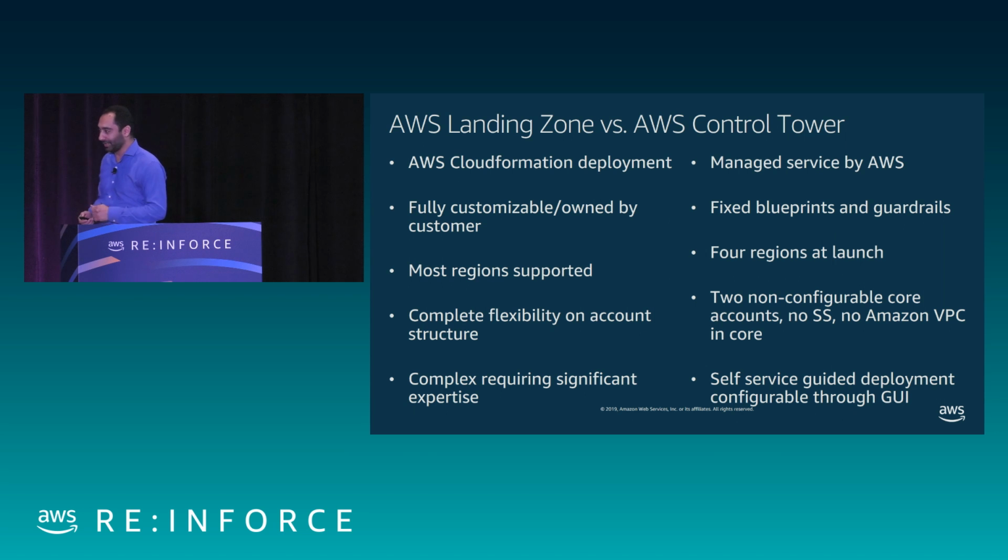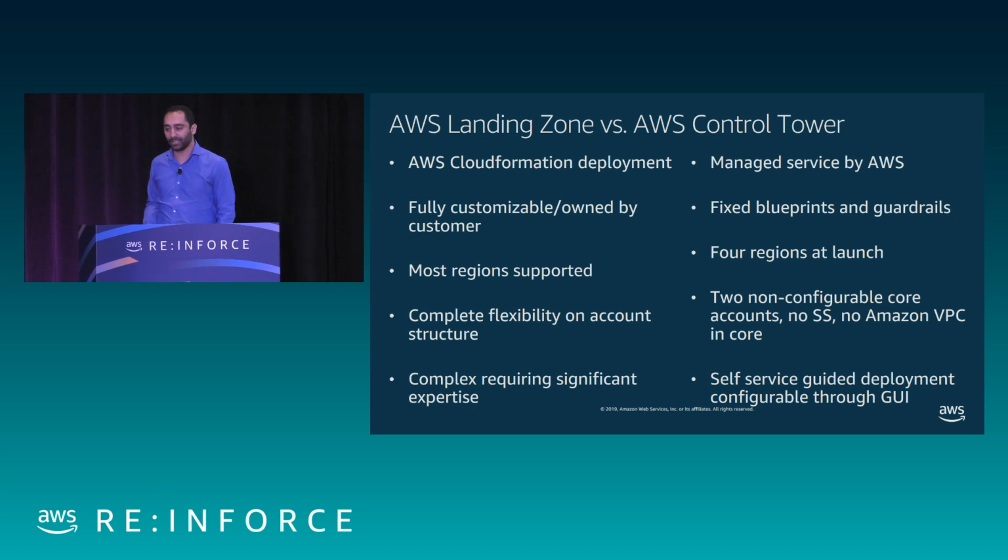So I tried to put together a list of things to start thinking about. Some of the pros, some of the cons, what they look like. So Landing Zone, it's a CloudFormation deployment. I deploy it, there's about 15 services or so, and it takes care of it. There's a code pipeline. If I need to make an update, you need to download the code, make updates, and relaunch it. Control Tower, it's a managed service.